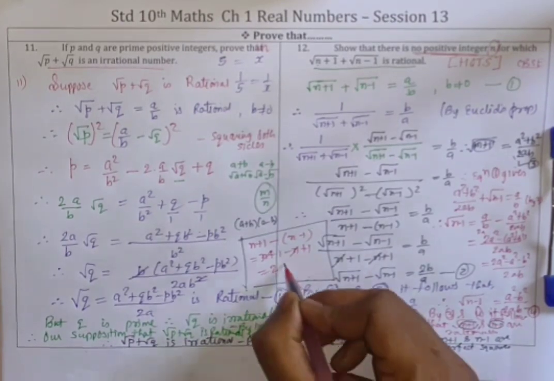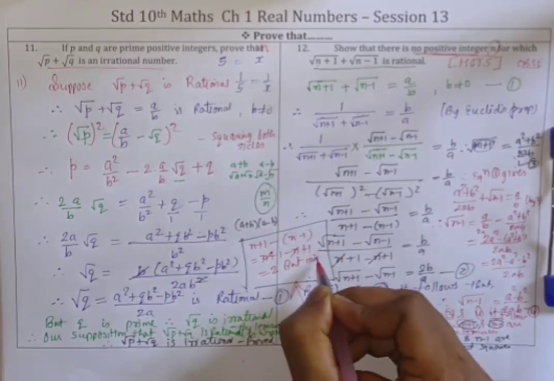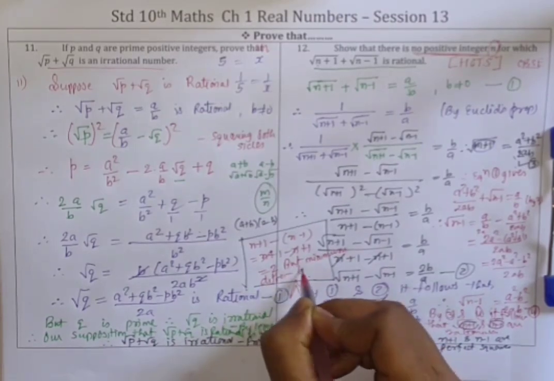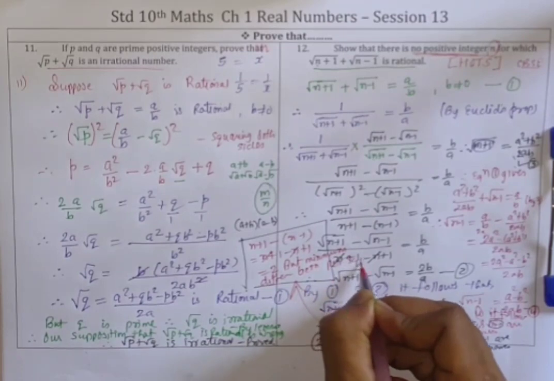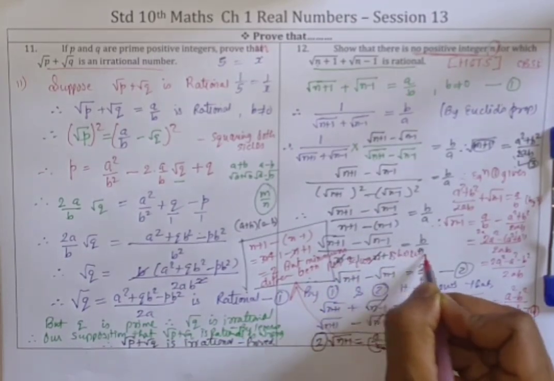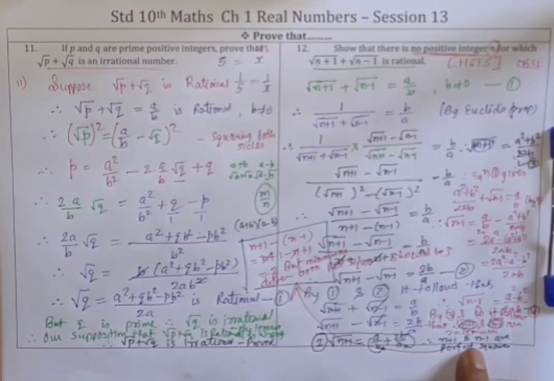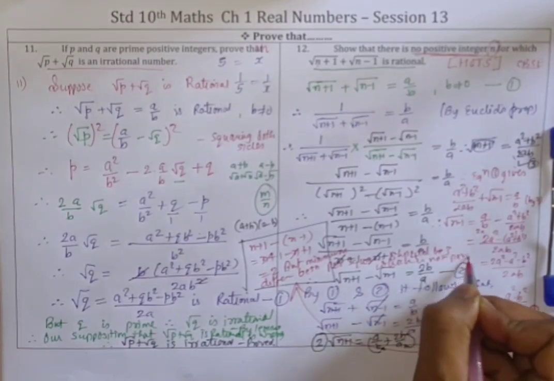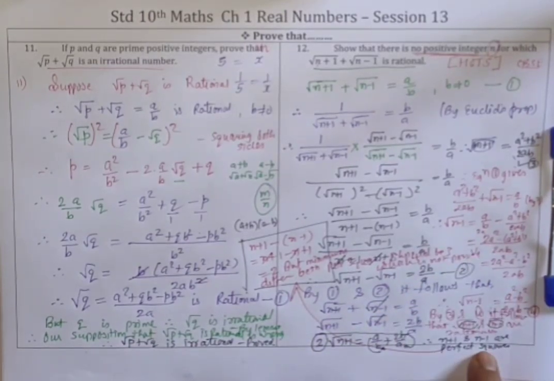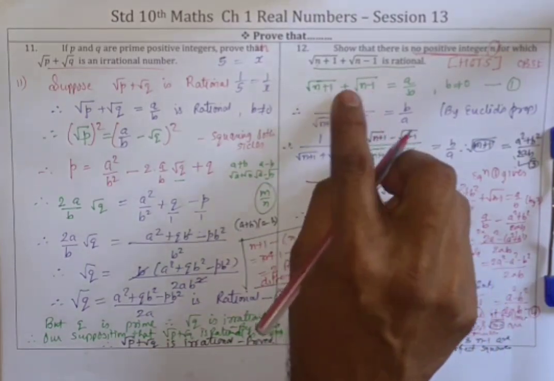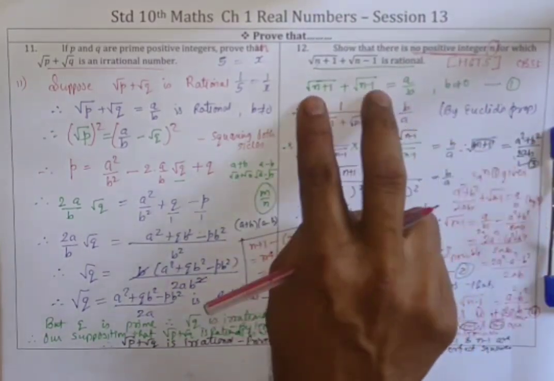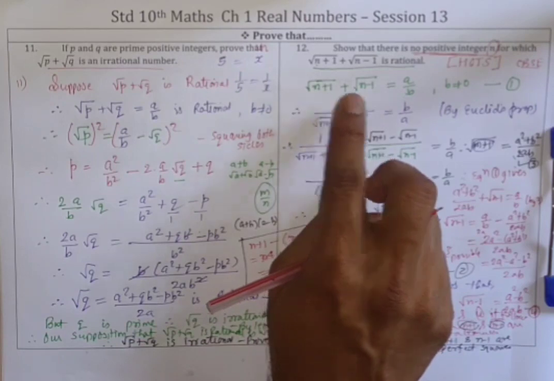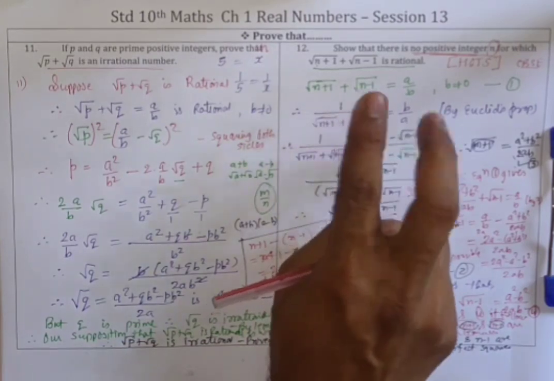So, yahan likhenge, but minimum difference between perfect squares should be 3. Alright. Which is not possible here. Correct? It is 2. Therefore, there is no positive integer n. कोई भी positive integer n यहां नहीं है. Alright, for which root n plus 1 plus root n minus 1 is rational.